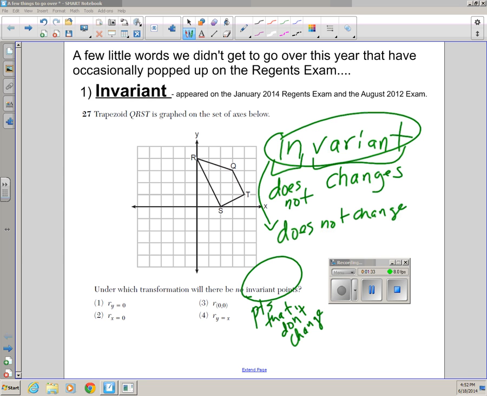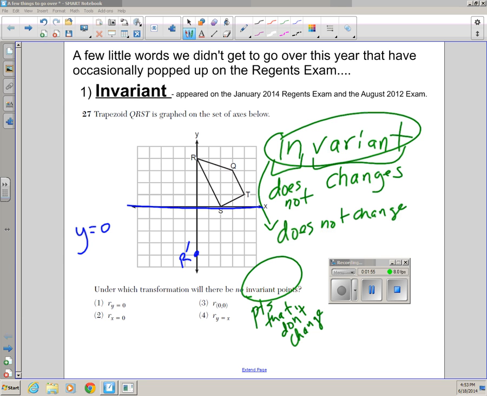A reflection over the line y equals 0. Well, y equals 0 is a lazy line at height 0, so that's just the x-axis. So I reflect over the x-axis. R is at (0, 4) here. That's going to become (0, negative 4).